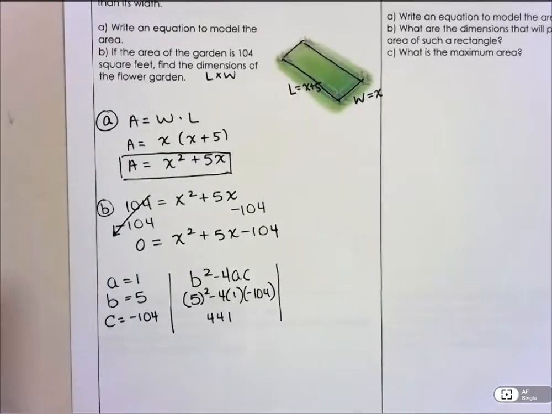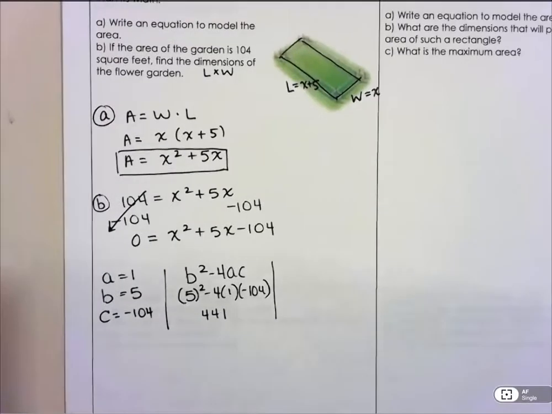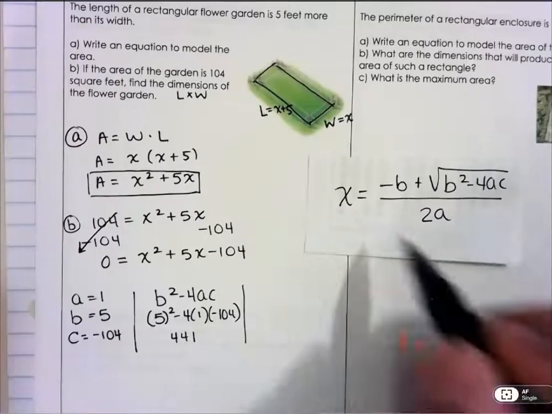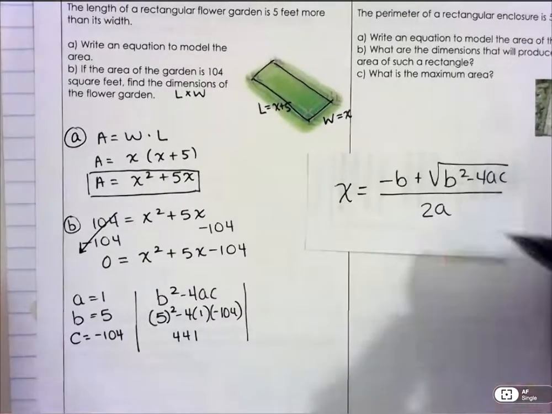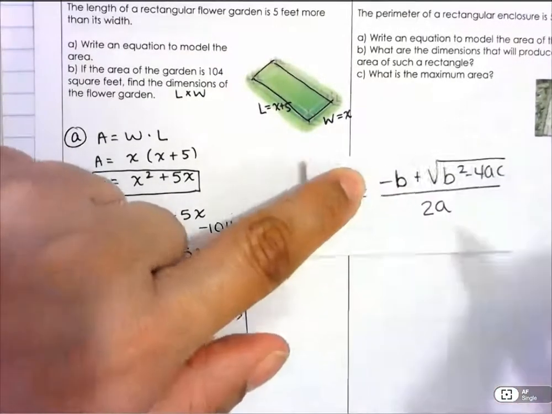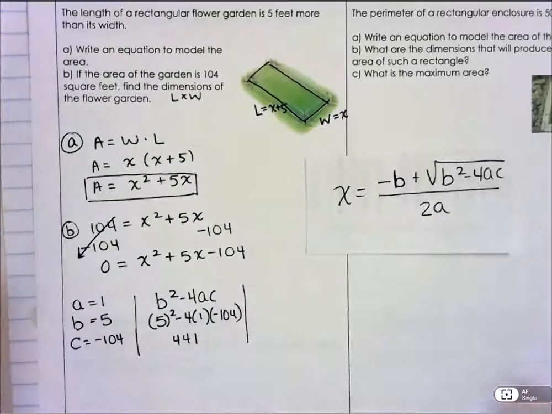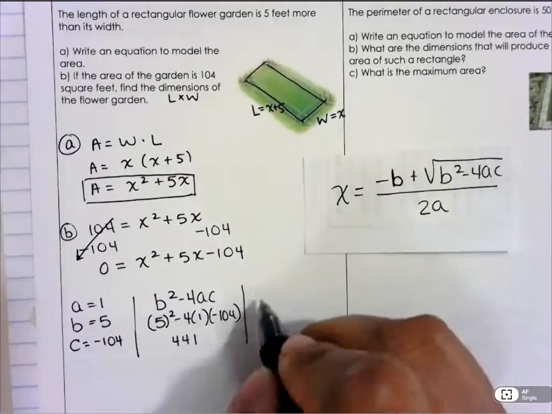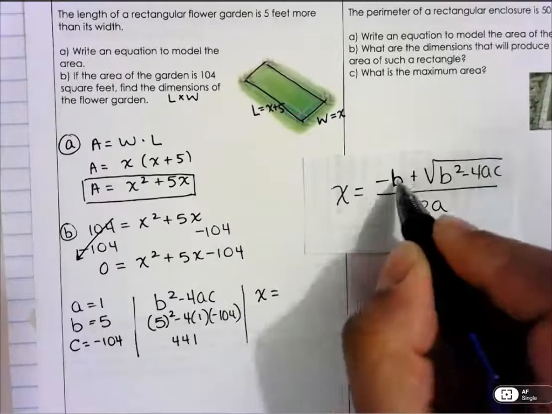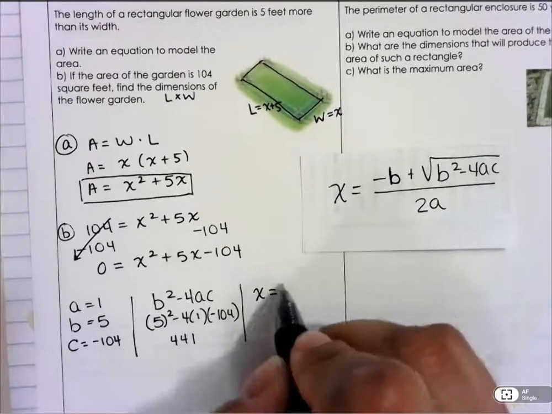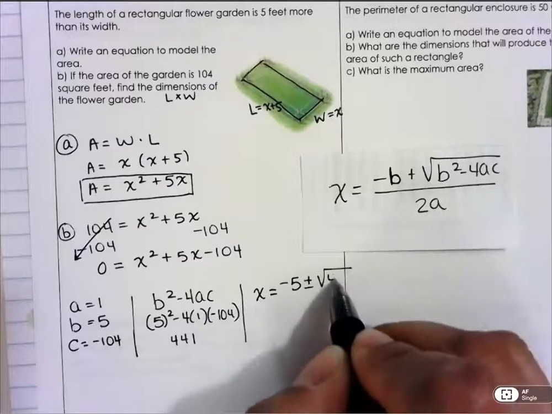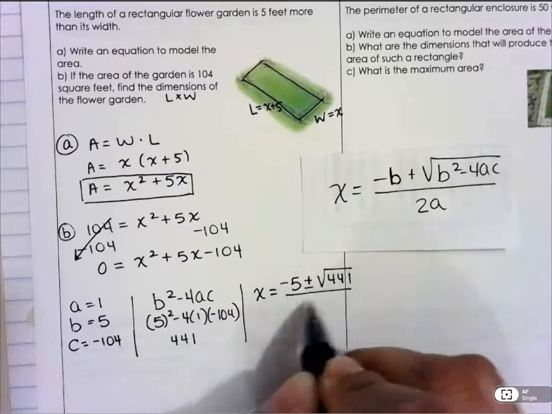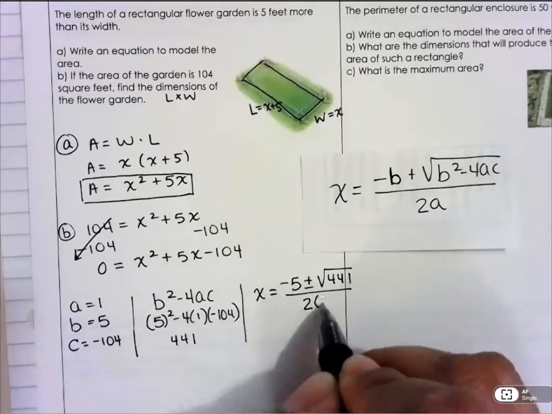Give me 1 second. Here's my quadratic formula. So it's going to be negative b plus or minus the square root of b squared minus 4ac, which is the discriminant, over 2a. So x is going to equal the opposite of b, so negative 5, plus or minus the square root of 441, over 2 times a, so 2 times 1.